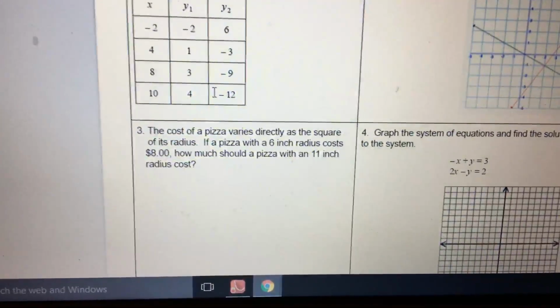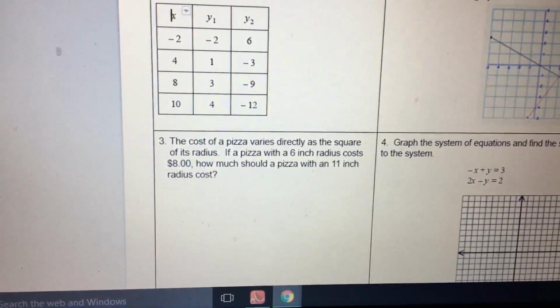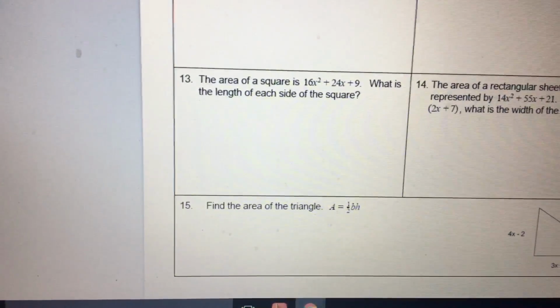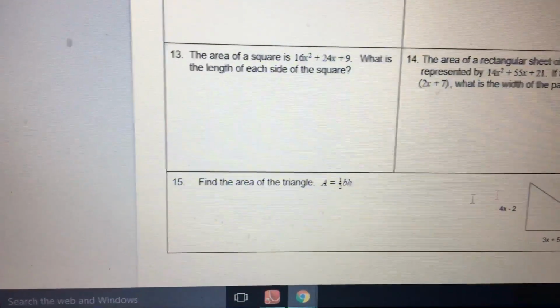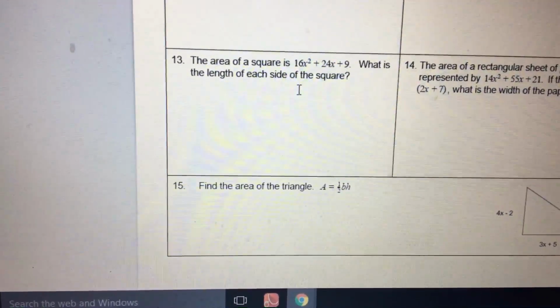Number 13 is talking about the area of a square. If you're doing the area of a square, remember you can just factor this. It'll give you two factors. They'll both be the same, so you can just put one of them. That's the side of that square.